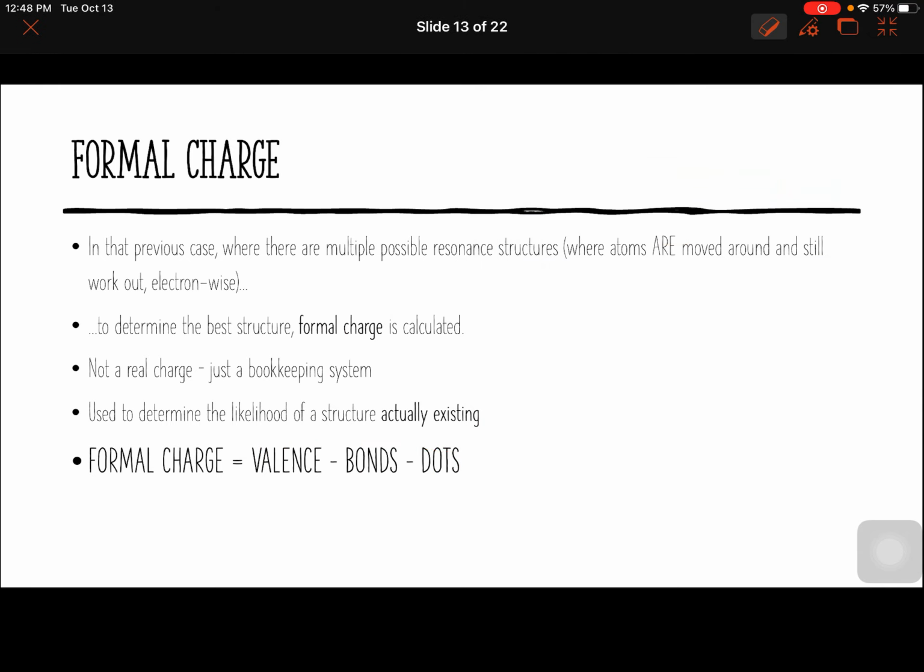Okay, so when, again, you have multiple possible structures where atoms are moved around and they still work out electron-wise, and we want to determine what's the best arrangement we can make, we use this concept of formal charge. It's not a real charge, so of course let's call it a formal charge. It's really just a bookkeeping system to make the most valid structure. It's used to determine the likelihood of a structure actually existing.